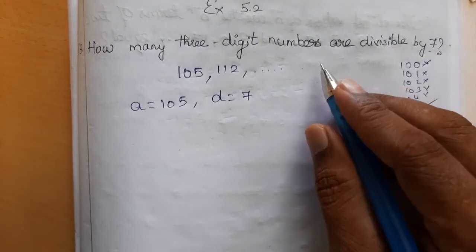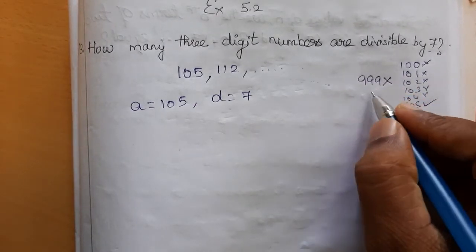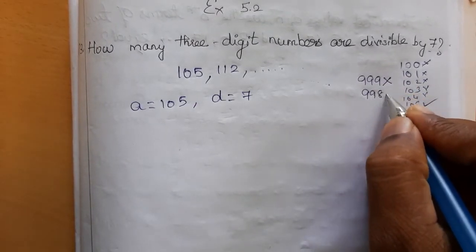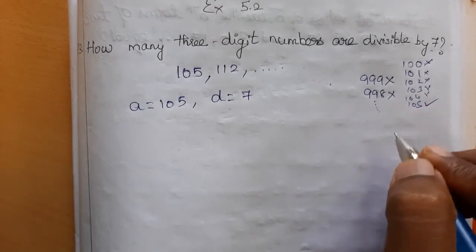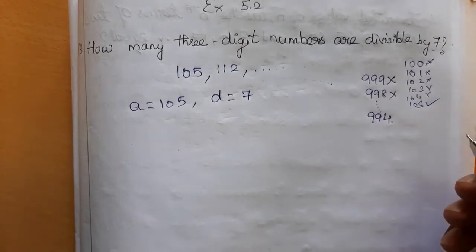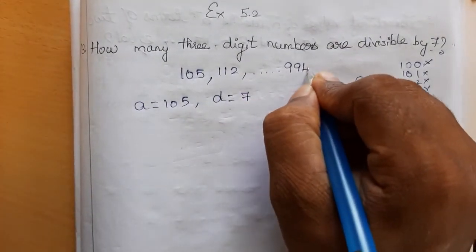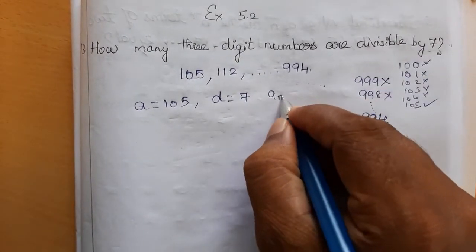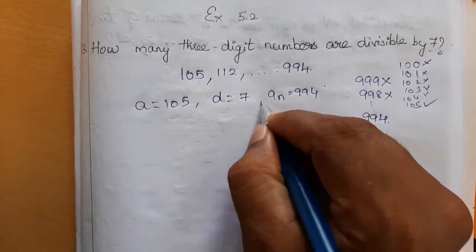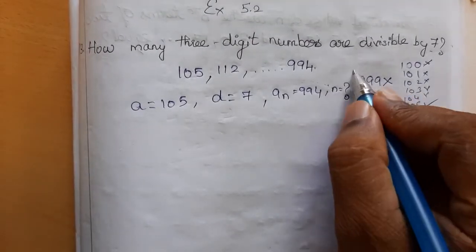999 is the greatest 3 digit number. Is 999 divisible by 7? No. 998? No. Which number will be divisible by 7? Can you guess? Only 994 will be divisible by 7. So an is equal to 994. So we have to find what is n.